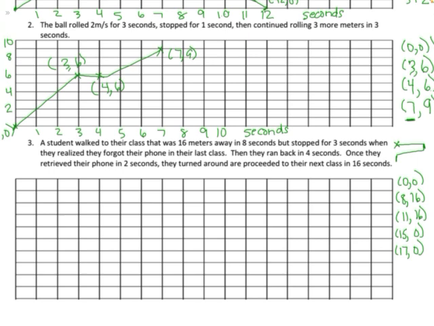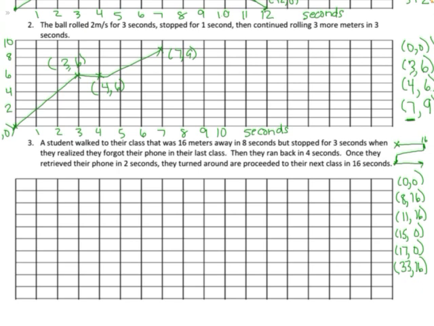And then it says they're going to turn around, so come back up here with me. I'm right here. It says they're going to turn around and go back to their last class. Remember, this was 16 meters that they're going back to. So we need to add 17 plus 16, because that's how much time it took them, which gives me 33. And their class was 16 meters away, so we're going back to the 16. So there's our coordinates that we need to graph. It will be 0, 0, 8, 16, 11, 16, 15, 0, 17, 0, and 33, 16.